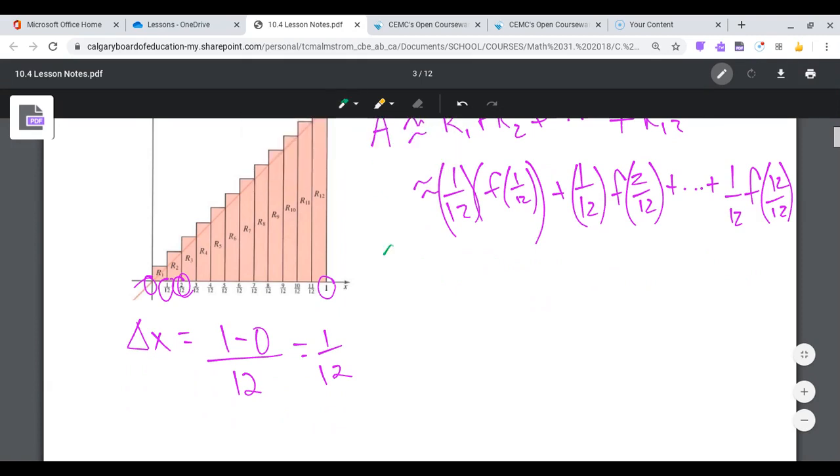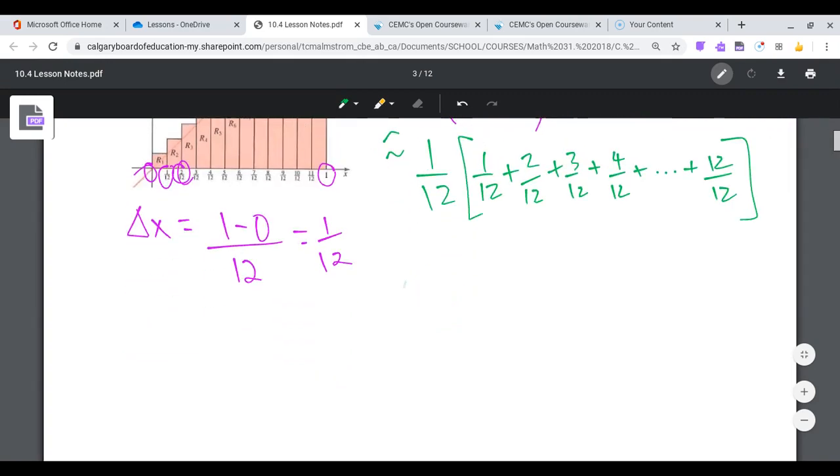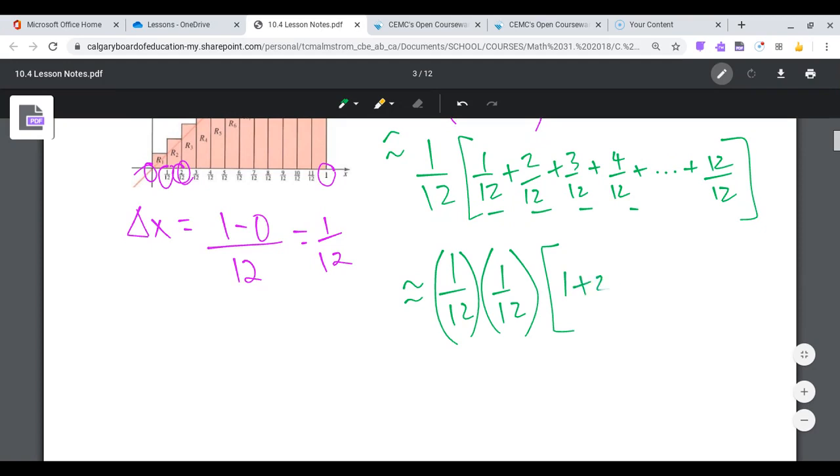So let's do that. If I factor out the 1/12, I'm left with f of 1/12, which is 1/12, plus f of 2/12, which is 2/12, plus 3/12, plus 4/12, plus etc., all the way to 12/12. Well, in fact, I could actually factor out another 12th here. So I could take out a second 12th. We have our first 12th, which is representing our width, and then every single fraction that's left over also has a 12th. That leaves me with 1 plus 2 plus 3 plus 4 all the way to plus 12.